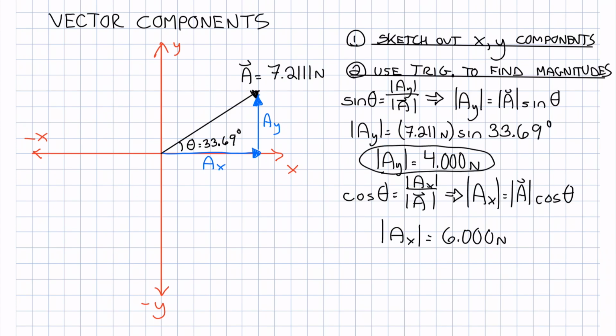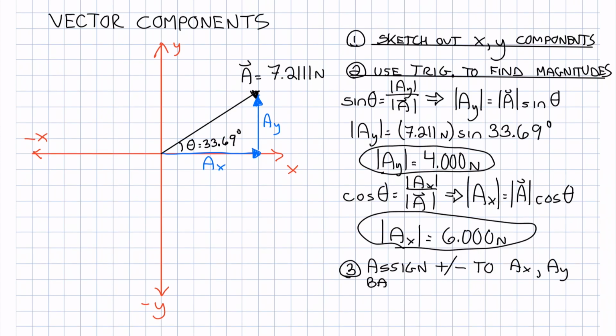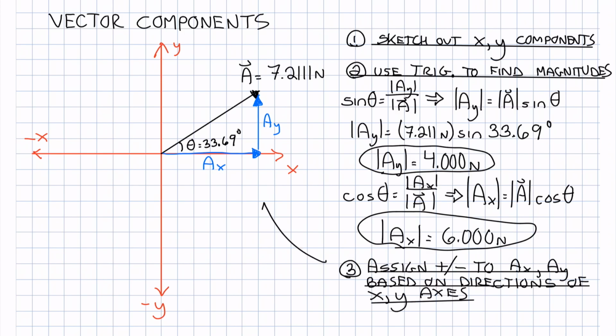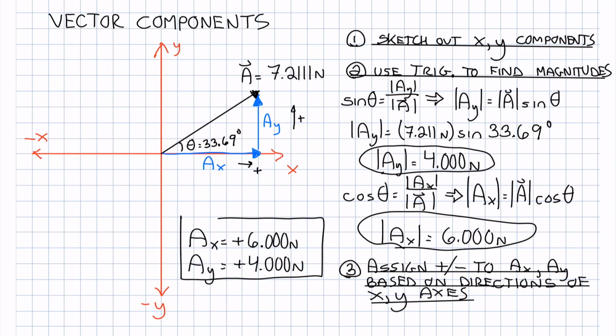The thing is, though, we want to have directions taken into account because these are vectors. Step 3 is now to assign positive and negative signs to AX and AY so they indicate a direction. We do this based on how we set up our coordinate system. To do this, notice that on my diagram, the x component, AX, is pointing in the positive x direction, and so is AY. Because AX is positively directed, we refer to it as AX is plus 6.00 newtons. AY is also positively directed, so we say its AY is plus 4.000 newtons.